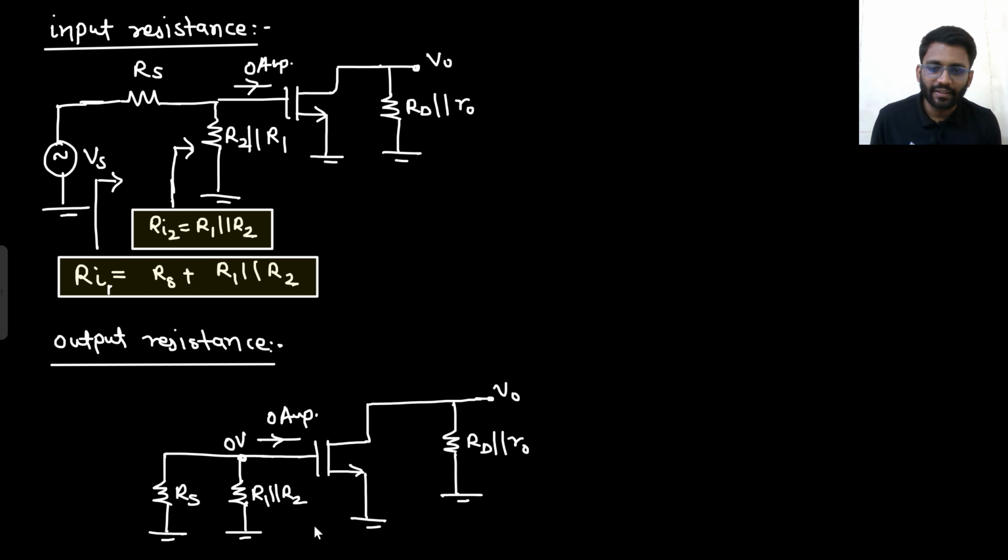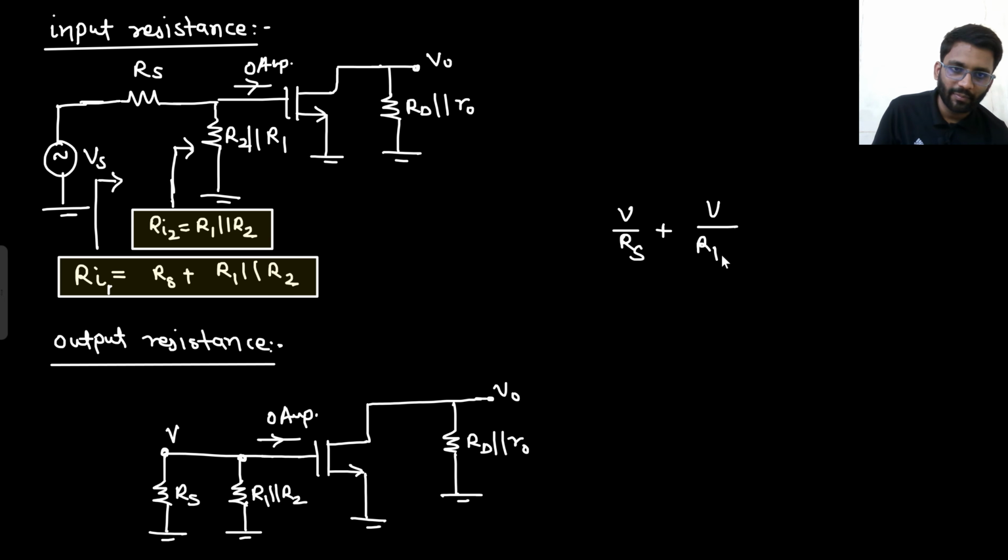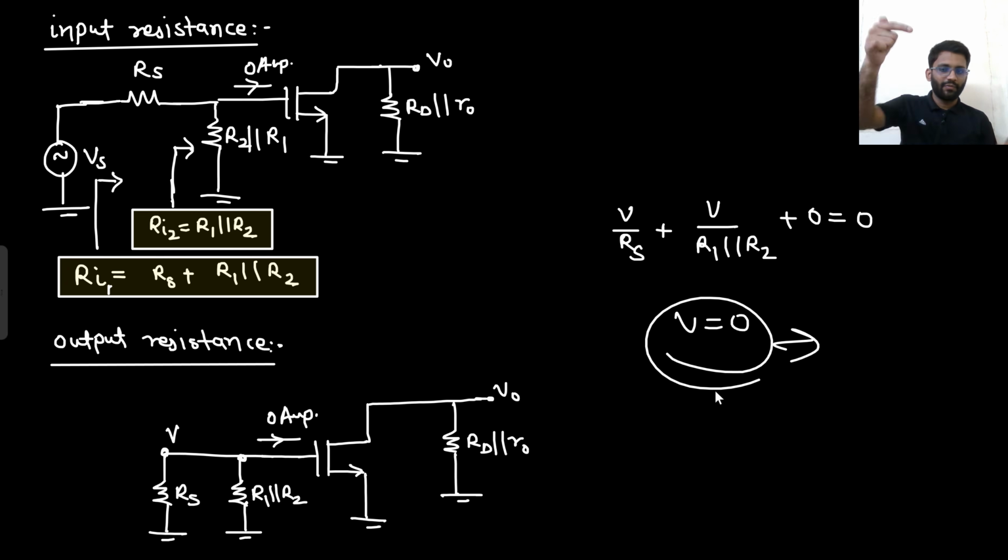Or let's just forget it. Let's assume this potential is V. So V by RS, I am applying nodal here. V by RS plus V by R1 parallel with R2, plus the output current 0, is equal to 0. So what is the value of V you are getting? 0. Right? All the outward current is equal to 0. So what is the value of V you are getting? 0.